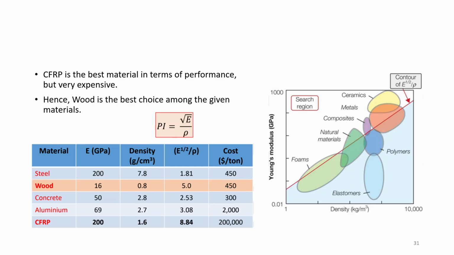CFRP is the best material in terms of performance but very expensive, hence wood is the best choice among the given materials. So here materials are given, so this guideline is here. Above this, the materials are in the search region, those will be the materials that can be used. So the materials are steel, wood, concrete, aluminum and CFRP. Out of these, CFRP has 8.84 material index and wood has 5, but on cost we can see wood is only $450 per ton, while this is $2 lakh per ton.